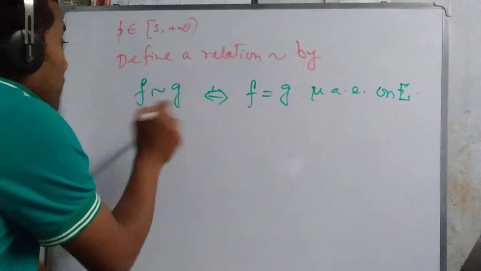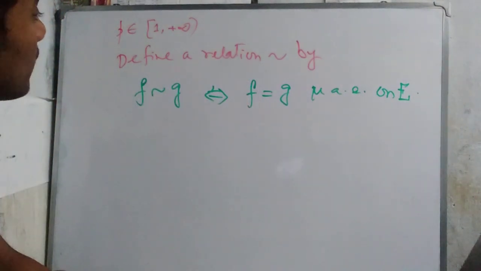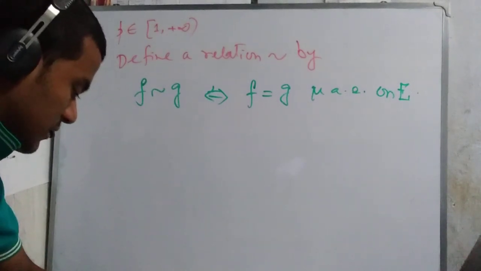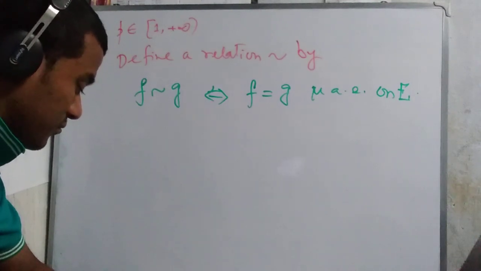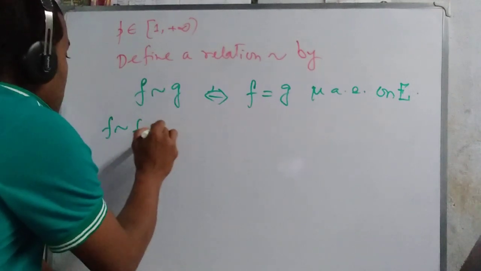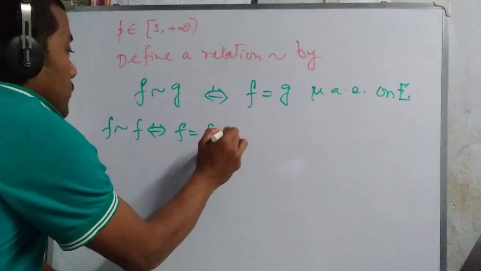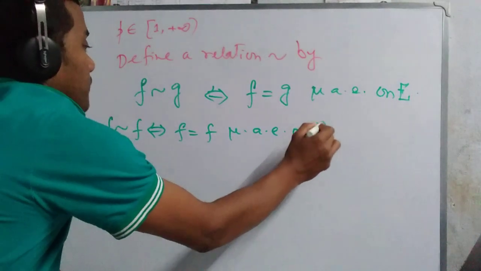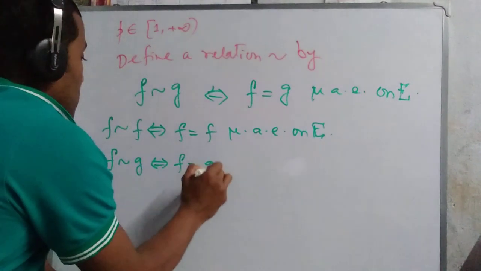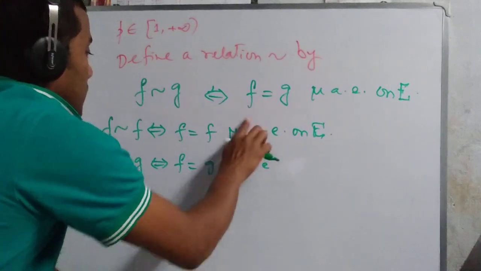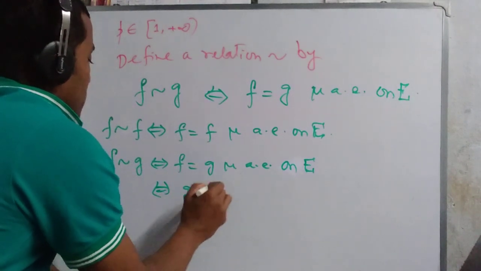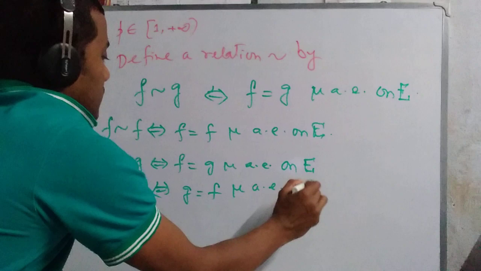Okay, then what happened? Then this one forms an equivalence relation. And how does this one form an equivalence relation? That means this one is too easy. We will not discuss it more, but now we discuss here. f is equivalent to g implies and is implied by f equal to g mu almost everywhere on E. And if g tilde h, this implies and is implied by g equal to h mu almost everywhere on E. This implies and is implied by h equal to f mu almost everywhere on E.